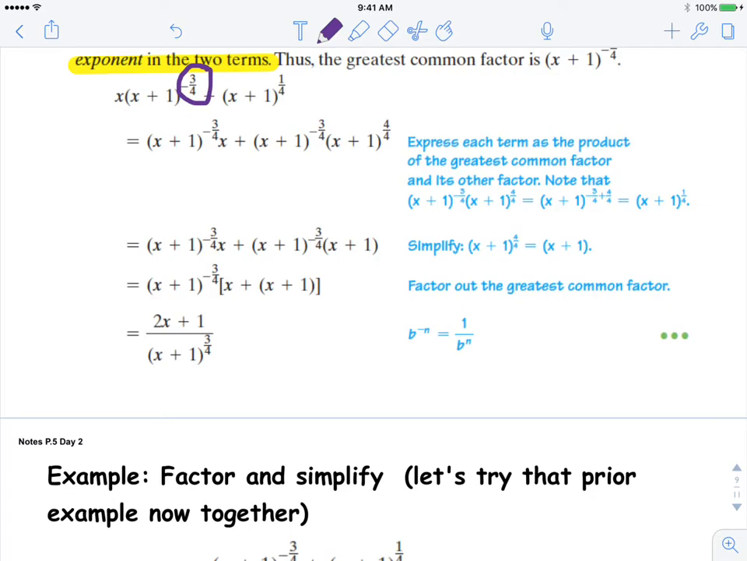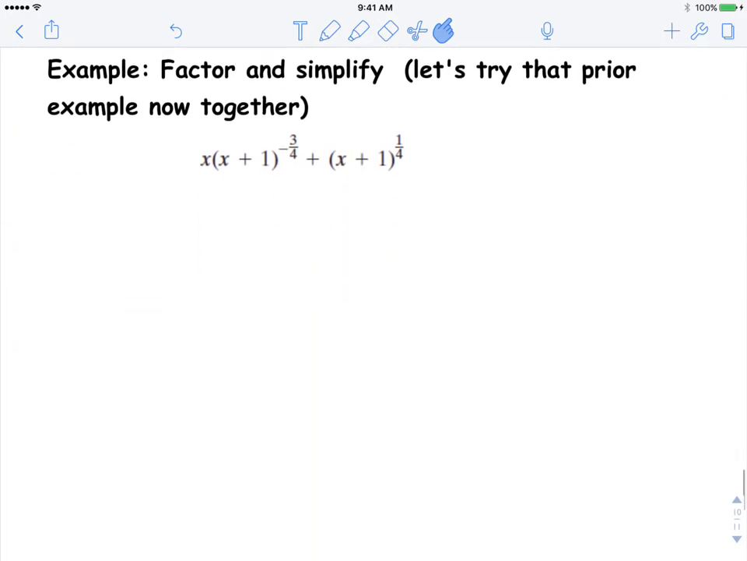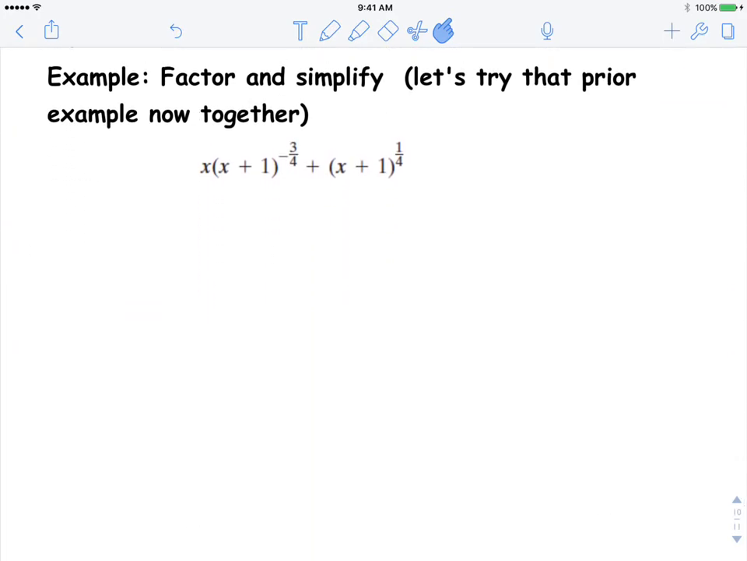And what you're going to be left with when you take out that GCF is x and then x plus 1. So how they show the work is this division right there to simplify it. And then you're going to move that x plus 1 to the negative 3/4 down to the denominator. All right, so we're going to try this one together. It's okay if that first one looked a little confusing.